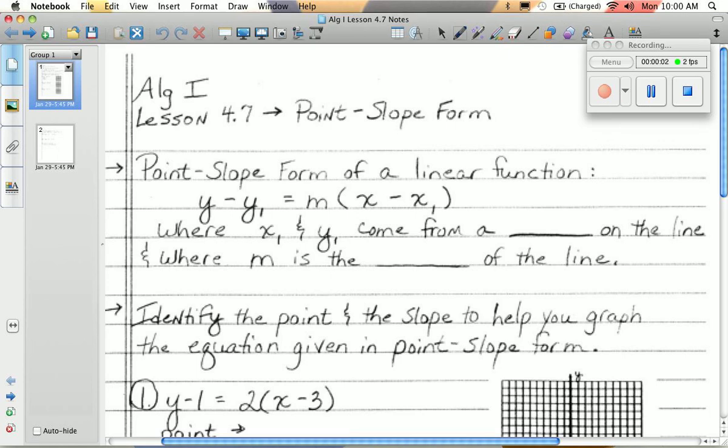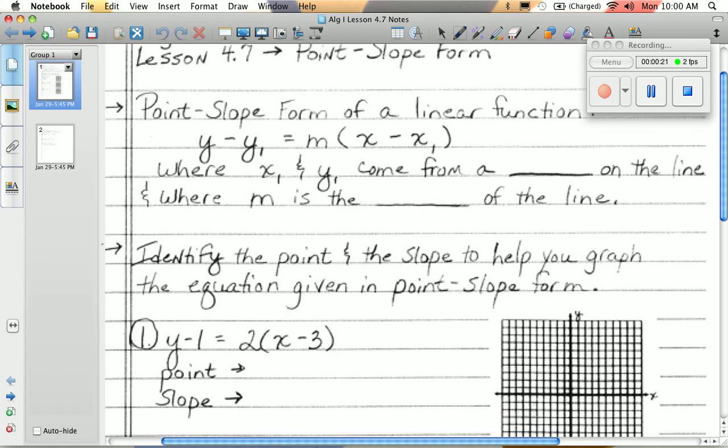So today we're talking about the final form that we're going to be talking about putting the linear equation in. We already have talked about standard form. We know what that looks like. We know, if it's supposed to be put in slope-intercept form, what that looks like. And now today we're going to talk about point-slope form.